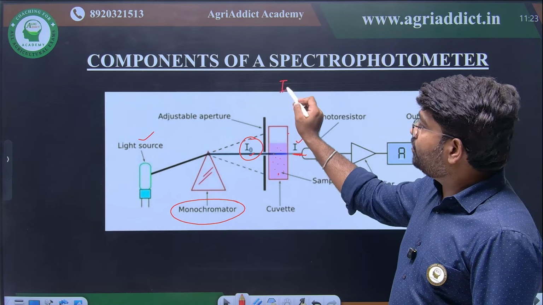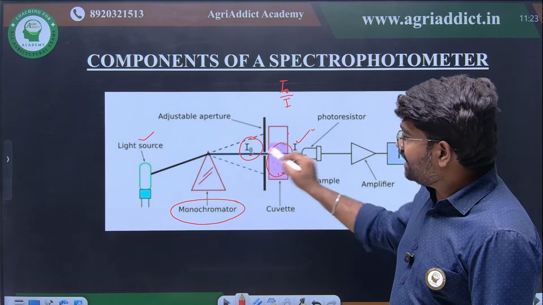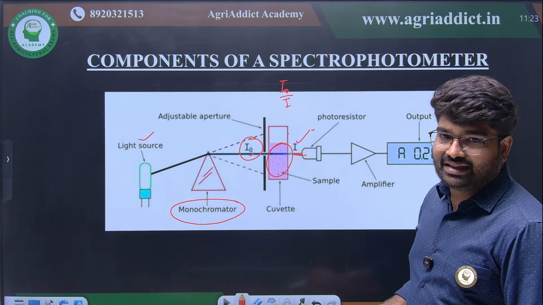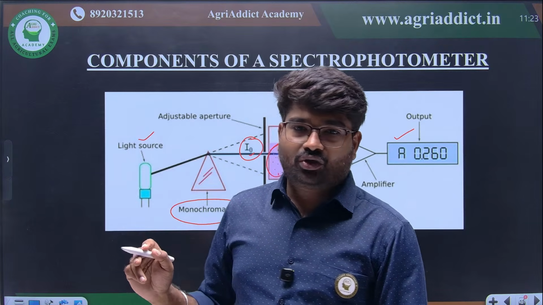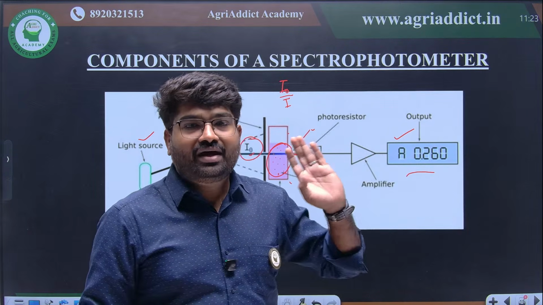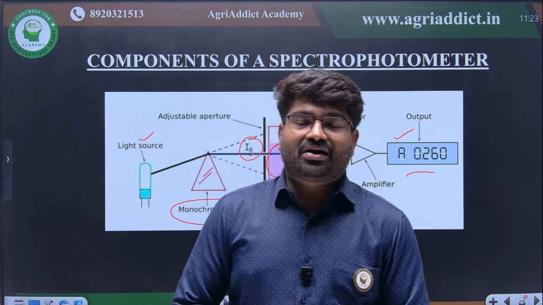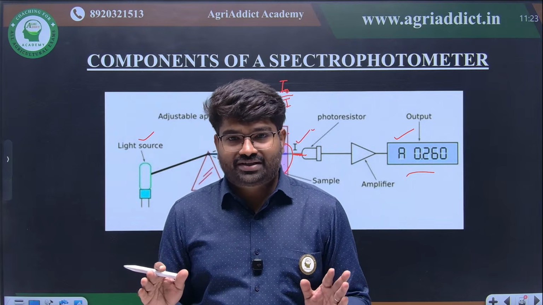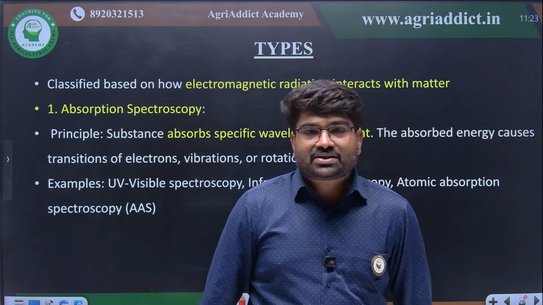So I0 by I gives the value of the light that is absorbed by our analyte in the sample. So we will get an absorbance value, for example, A equal to 0.260. This is the absorption of the particular analyte in the sample. Based on the absorbance, we can calculate the concentration by using standard graphs. I hope this is clear. This is a very simple concept only. You have to apply it. Now we are going to see the classification of spectrophotometer.